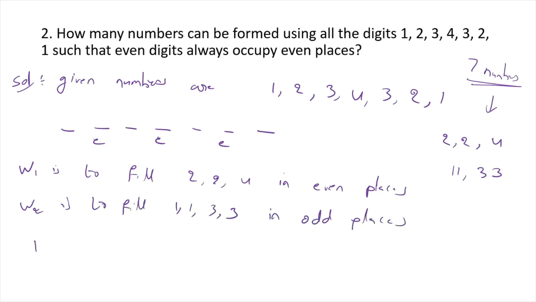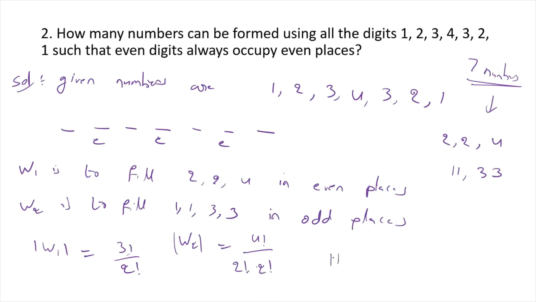Now number of ways of doing W1 is equal to 3 factorial upon 2 factorial. Since we have 3 numbers, the number of ways of arranging is equal to 3 factorial. Out of these 3 numbers, 2 are identical. Therefore, the answer is 3 factorial upon 2 factorial. And number of ways of doing W2 is equal to 4 factorial upon 2 factorial times 2 factorial. We have 4 numbers, 1, 1, 3, 3. So out of these 4 numbers, we have 2 sets of identical objects. Therefore, number of ways of doing W2 is equal to 4 factorial upon 2 factorial times 2 factorial.